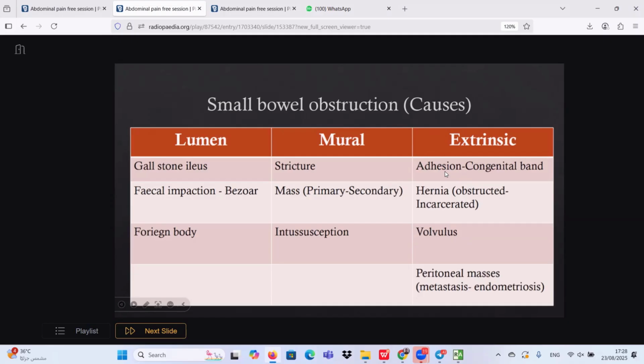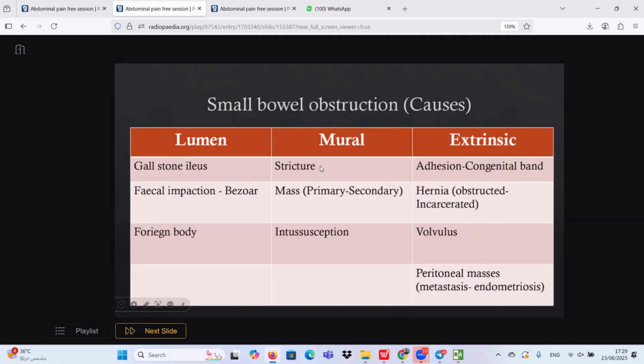But does that mean that all adhesive bands cause closed loop obstruction? No. We can see an adhesive band with one transition point. This is not considered closed loop obstruction. Okay, is that clear? Okay.